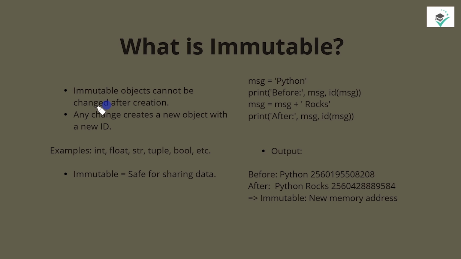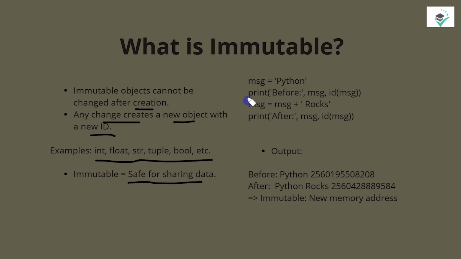Now what is an immutable data type? Immutable objects cannot be changed after creation. Once they are created, we cannot make changes to the values they hold. If we change the variable's value, a new object will be created internally with a new ID, that is, a new memory address. The types that belong to immutable data types are int, float, str, tuple, bool, etc. Immutable objects are safe for sharing data.